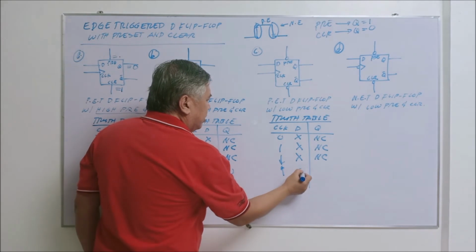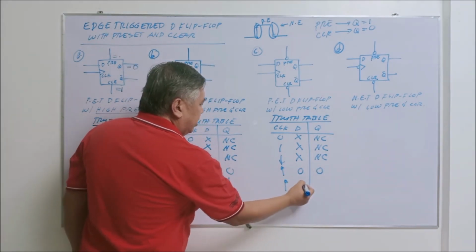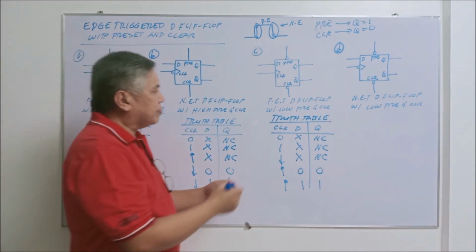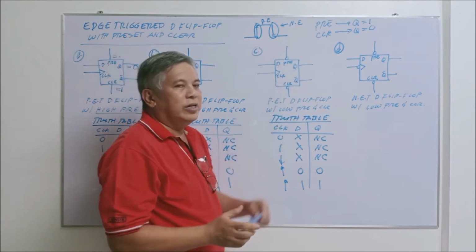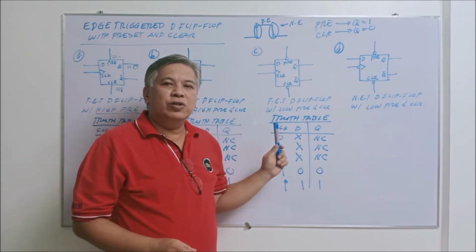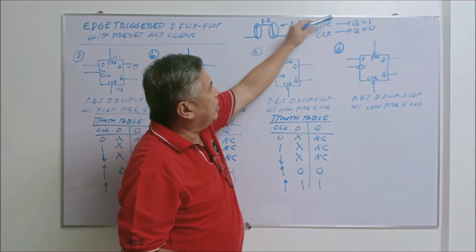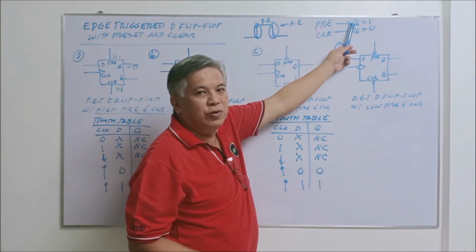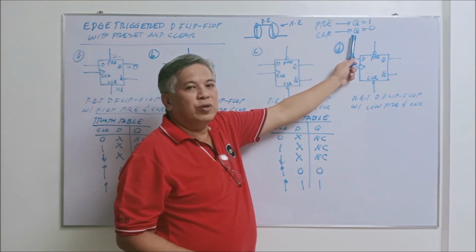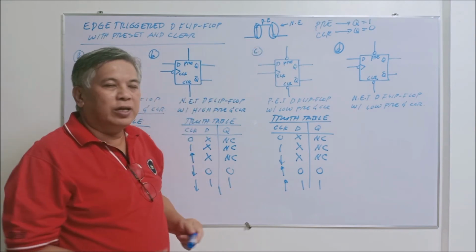If D is equal to 0, then your output Q will be 0. Positive edge triggering, D is 1, the output is 1. Again, your preset and clear here will be used to identify the condition of your initial Q. If we use preset, then our initial Q will start at 1. If we use clear, our initial Q will start at 0. In this case, we have low, preset, and clear.